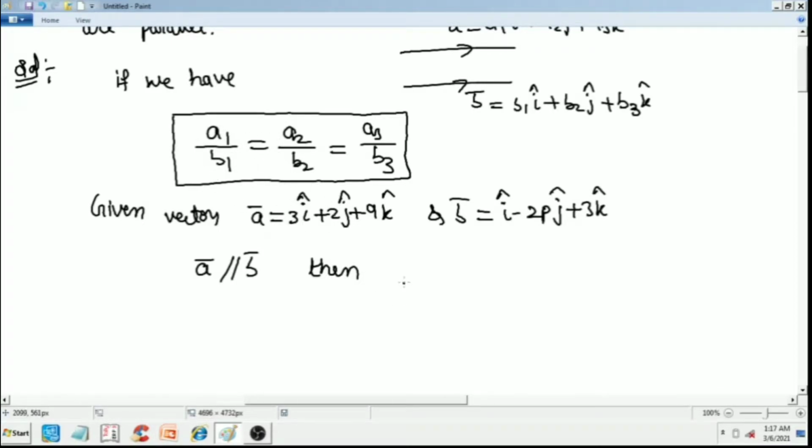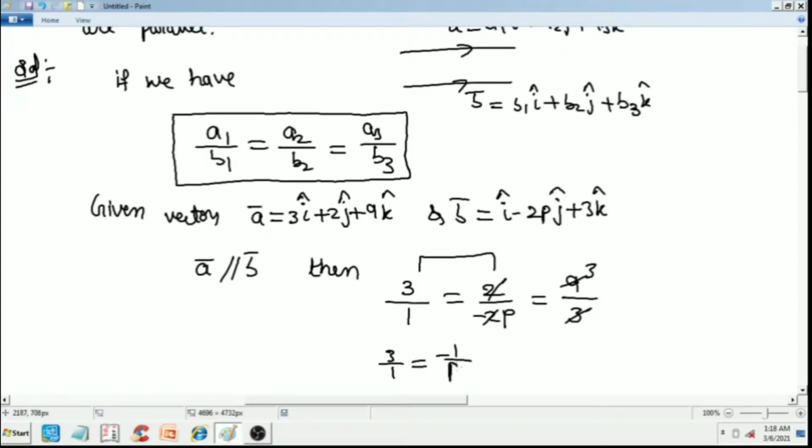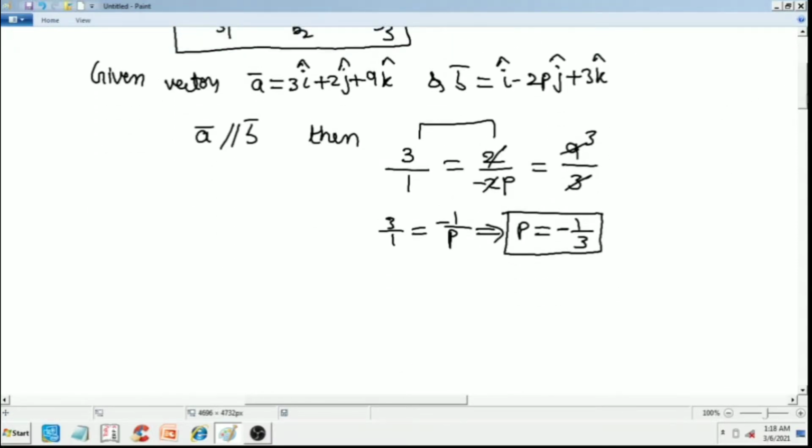So 3 by b1, which is 1, is equal to the j coefficient 2 divided by minus 2p, is equal to 9 by k coefficient 3. From here you can equate any two of these. 3 threes are 9. So if I equate those two, 3 by 1 is equal to minus 1 by p. From here I can write p is equal to minus 1 by 3. If I equate the others it is also the same, there is no change. Hence p is minus 1 by 3.